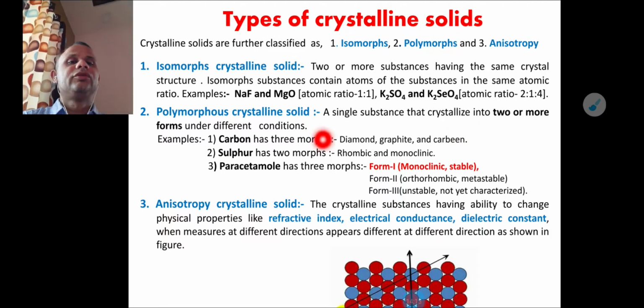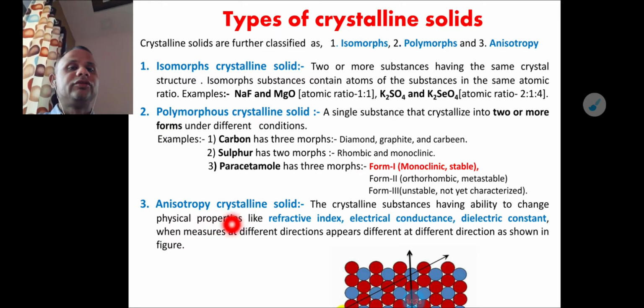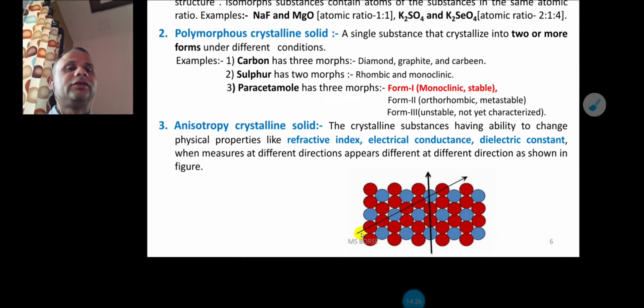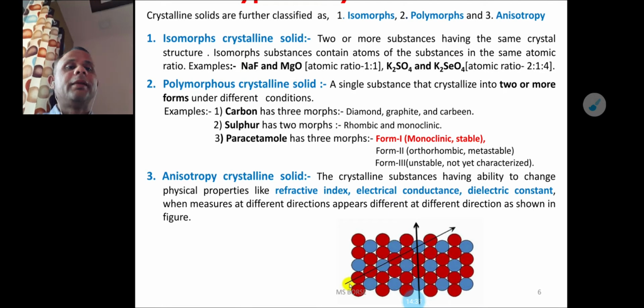So crystal engineering, or polymorphism, is one of the most important branches in the pharmaceutical industry, giving intellectual property rights to protect their properties in terms of patent filing. The third crystalline compound type is the anisotropic crystalline solid. That means a crystalline solid having the ability to change its physicochemical properties, like refractive index, electrical conductance, and dielectric constant, when measured in different directions, appearing different as shown in the figure.